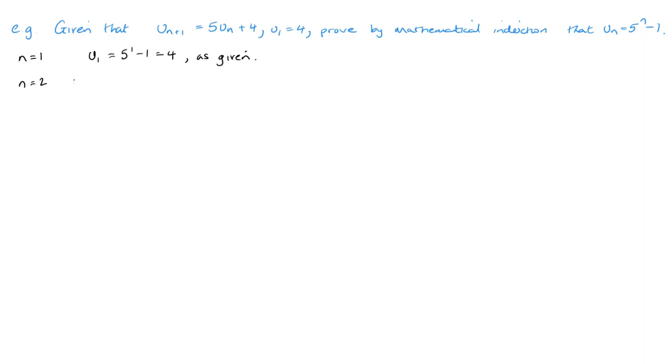So for this, we go u2, so this is 5 squared minus 1, or 24. And this is from the general statement.